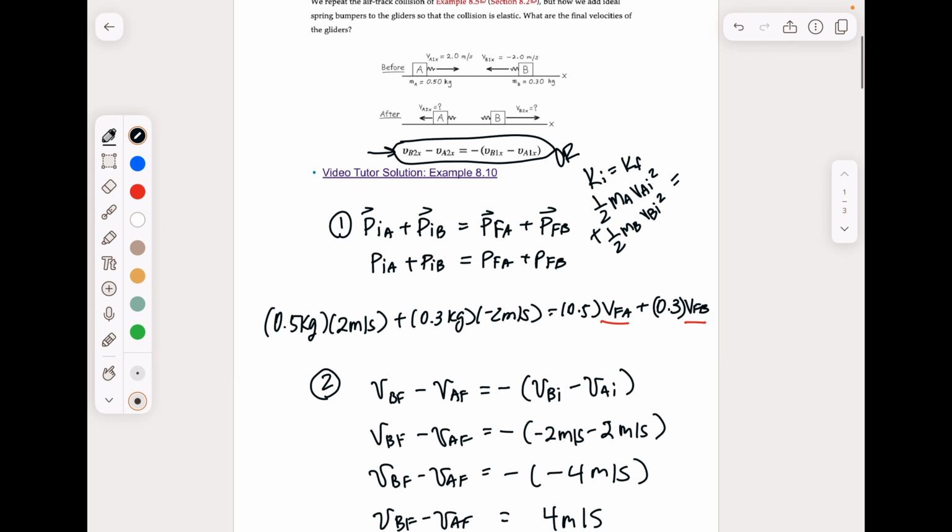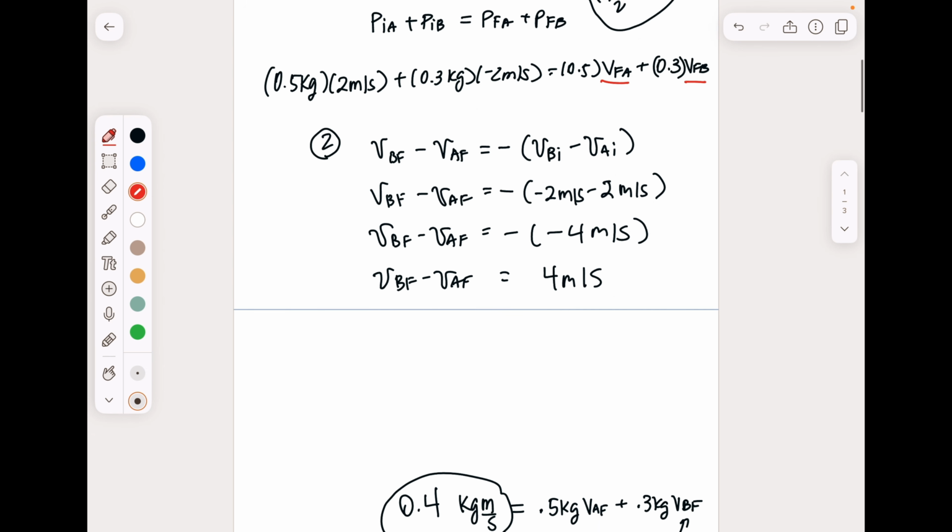Now, if we were to go through the conservation of kinetic energy, that would leave us with a second equation, sure, but it would have square terms, and that would cause a lot of headache with algebra and solving a quadratic equation. So that's why using the relative velocity relationship is much smoother.